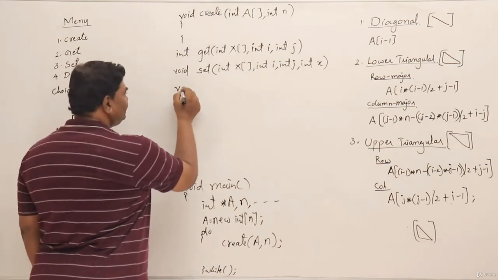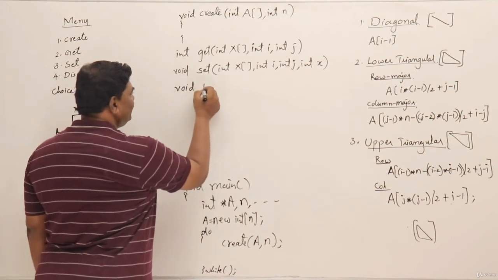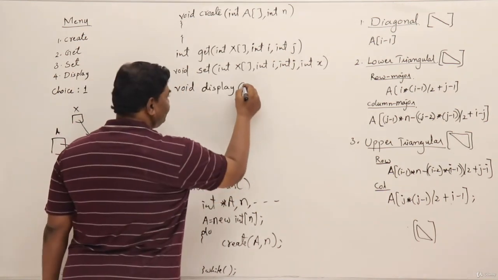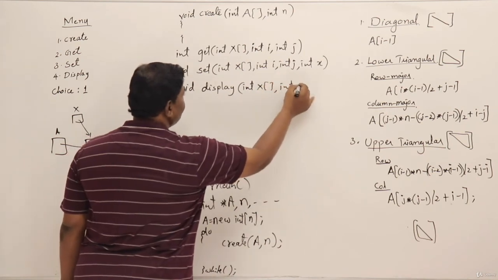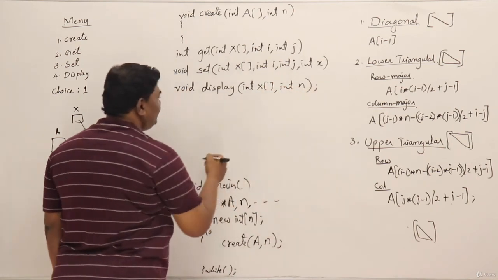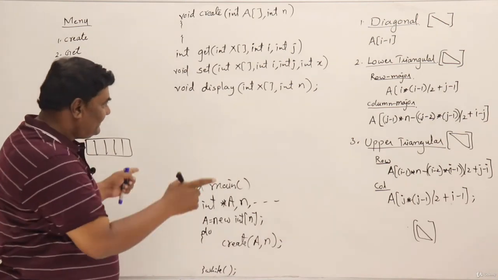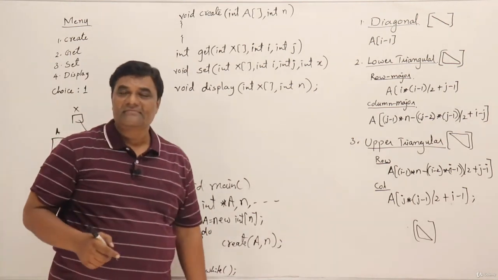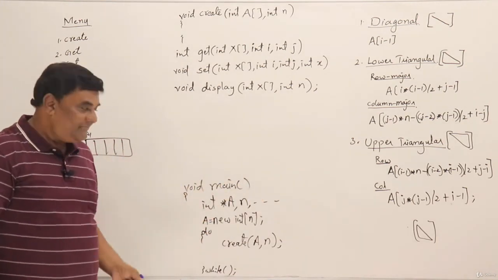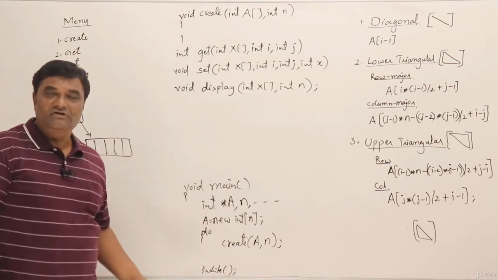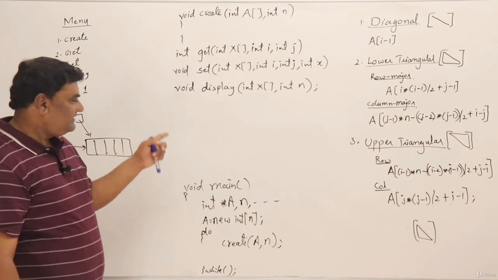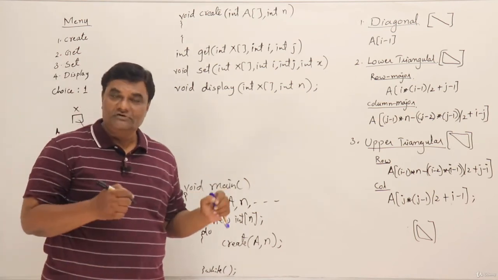Then the last function is display, void display function. It also needs an array and it needs dimension. What are the dimensions? So that it can display an array of that dimension n cross n. So these functions will be implemented, and this will have a menu, and it will be calling those functions, whichever function it wants. So this is how the design of a program looks like.